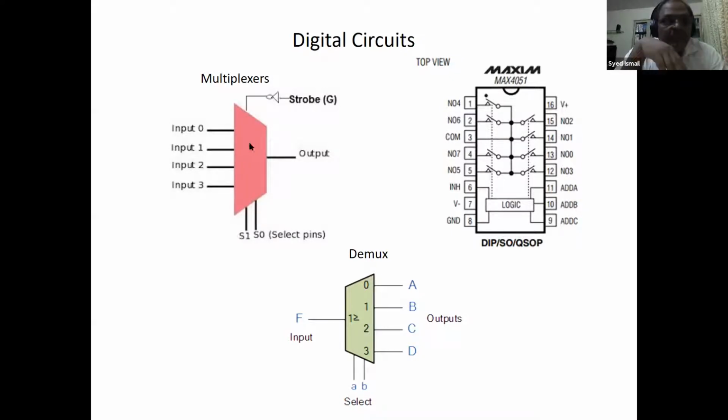This is one of the components: the multiplexer. Even in audio systems and speakers, you have multiplexers. They serve the same purpose.